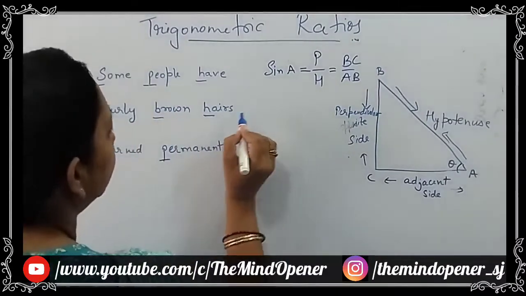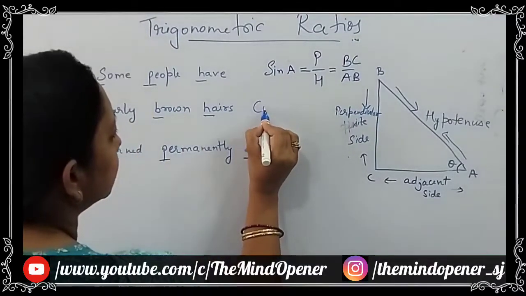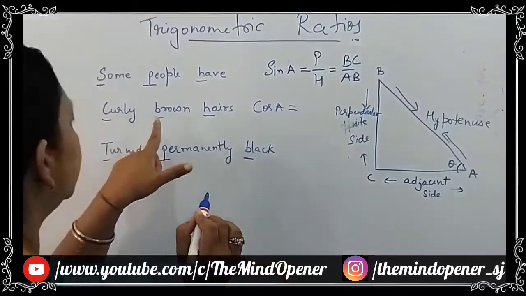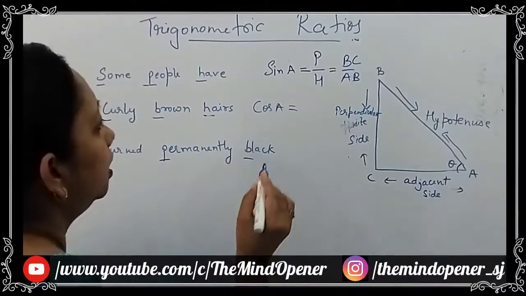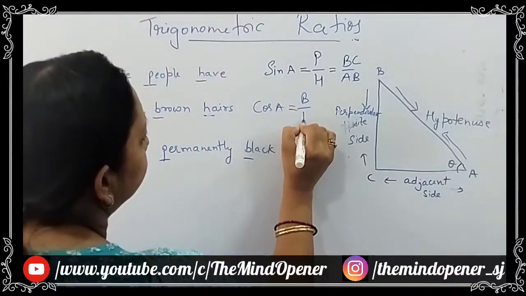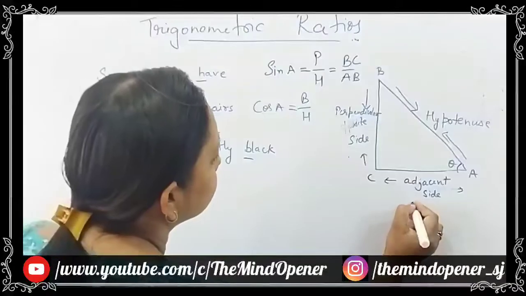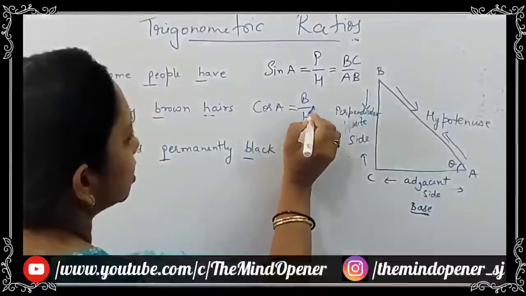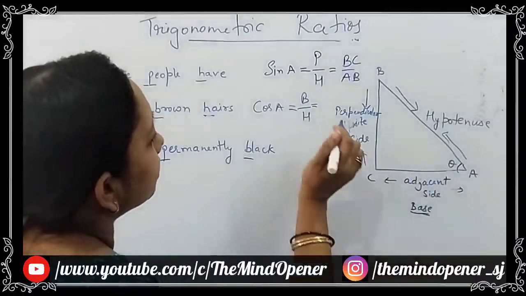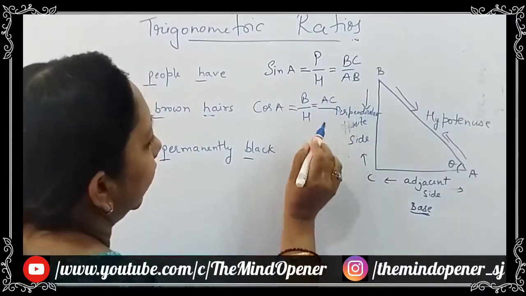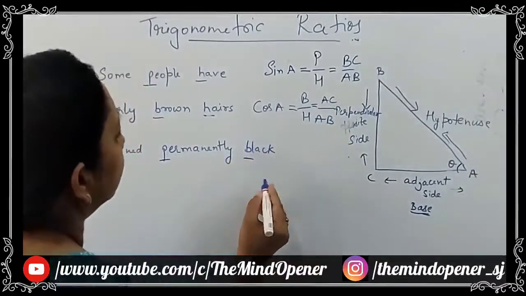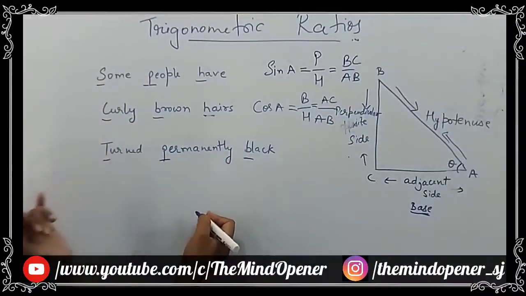Now, curly brown hair. It gives us cos A, and cos A is base upon hypotenuse. This adjacent side is also known as the base. So base upon hypotenuse. Where is the base? Base is AC, and where is the hypotenuse? It is AB.